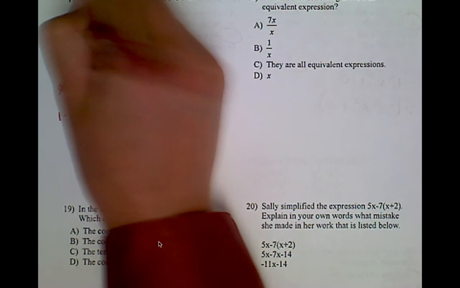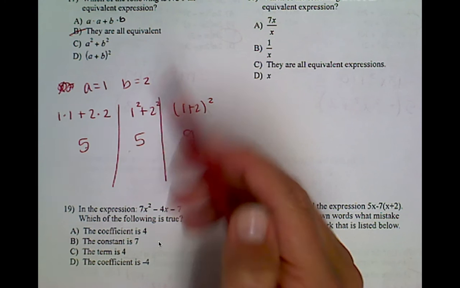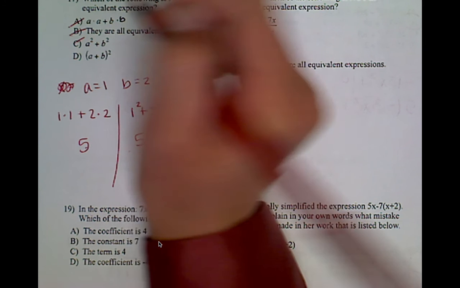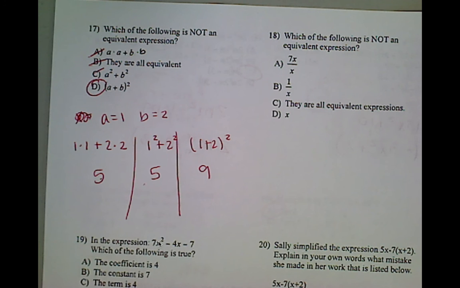So therefore we can get rid of B. Now, option A and option C gave us the same number. So they're not the one that is not an equivalent expression, but instead D is the one that is not equivalent, because it's the one that gave us the output that was not like the rest of them.